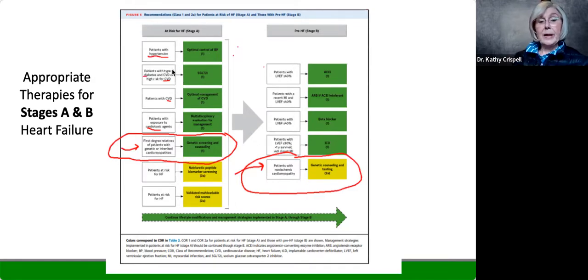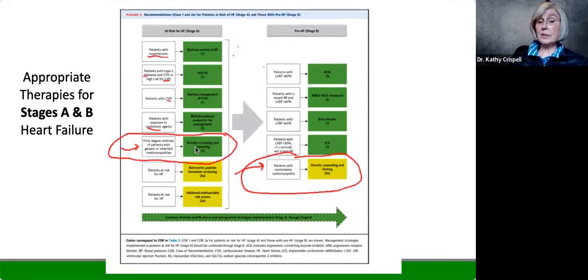Another example that I've circled here is again related to genetic causes. So let's say you're a person who has a first degree relative that has a genetic or inherited cardiomyopathy, you fall into this category of stage A. You're at risk of developing heart failure. So what's the intervention to decrease that risk?